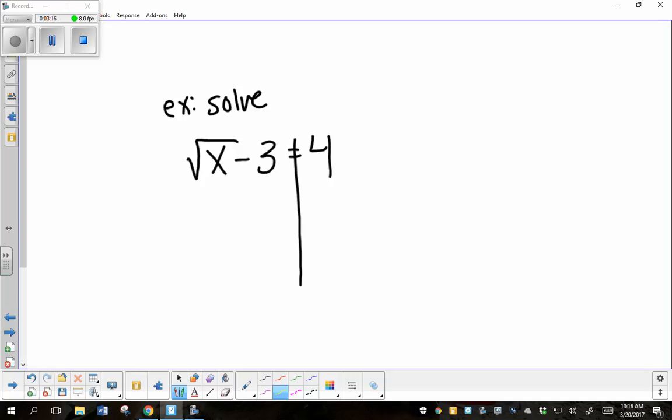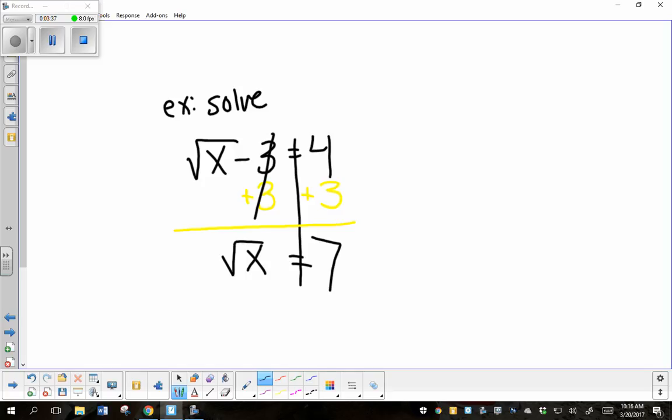Good question. What you want to do is get just the square root, or whatever kind of root it is, by itself first. So how can we undo the minus 3? Add 3 on each side. So we're left with the square root of x on one side, and on the other side we have 7.